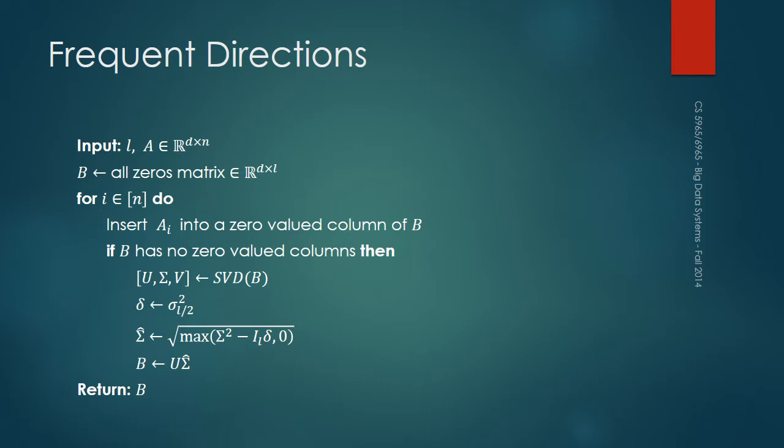Delta is basically just going to be sigma square L over 2. So it's the central square of the central eigenvalue. Scale your sigma by that. This is basically subtracting, in the L2 sense, that value from all eigenvalues. Of course, I don't want negative, so I'm putting in a max here. Compute the new B matrix and repeat. Okay?